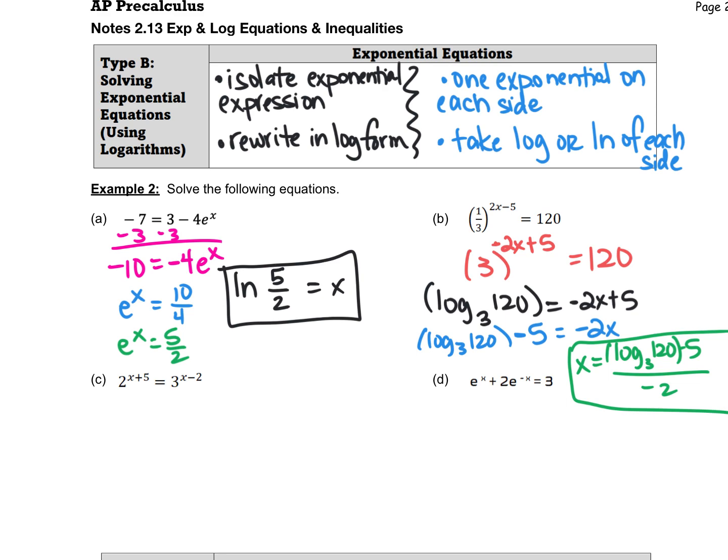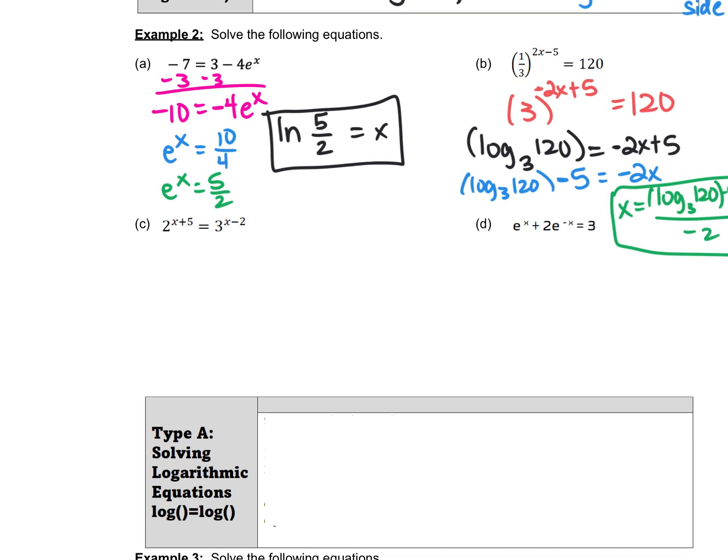So now let's get to the good ones. These are going to take a little bit of time to work through. There's a lot going on here. I'll look at C. I've got 2 to the x plus 5 equals 3 to the x minus 2. First thing I notice is I cannot rewrite 3 with a base of 2 or 2 with a base of 3. So setting the exponents equal is not an option. Nor can I get one exponential expression because I can't rewrite them to combine them.